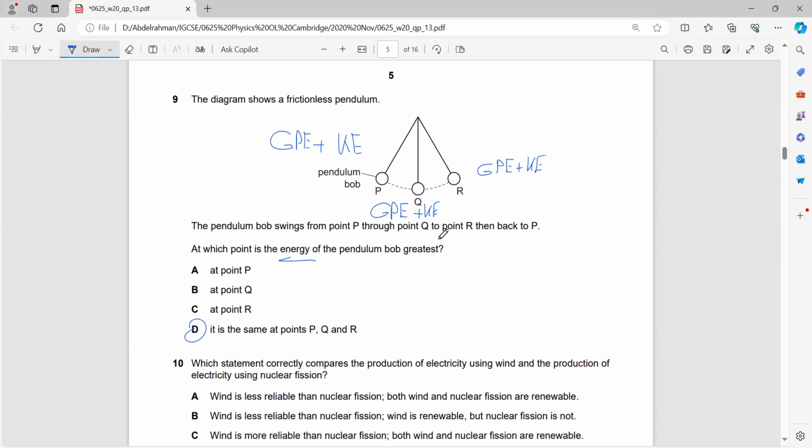If he did specify, for example, the greatest gravitational potential energy would be at P or R. The greatest kinetic energy would be at Q.